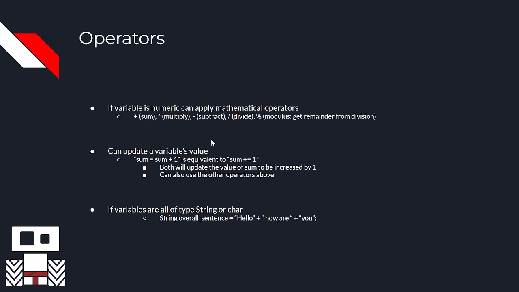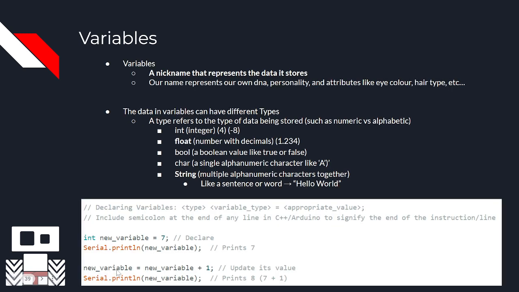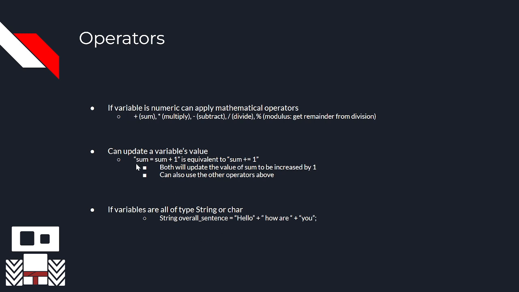So, for example, if we go back here and update it, this right here represents the old value, which is 7. Then you add 1 to it, and now we're storing that in the new variable. So the new variable will now have 7 plus 1, which is 8, inside of it. And that's the method we use.